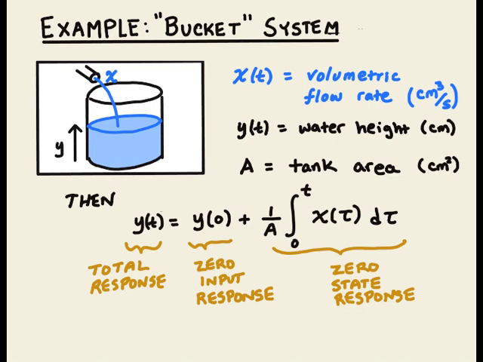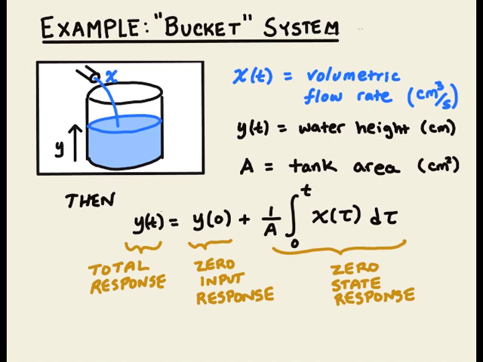So you see on the left the total response y of t, that's the height of water in the bucket. y at time 0 is the zero input response. That's what would happen if we put no input in, that is, if the flow rate was 0. And then the last term consists of 1 over a times the integral from 0 to t, x of tau d tau. Now that integral is the volume of water that's been put in since time 0. When we take that volume and divide by a, we get the increase in height due to the added water.